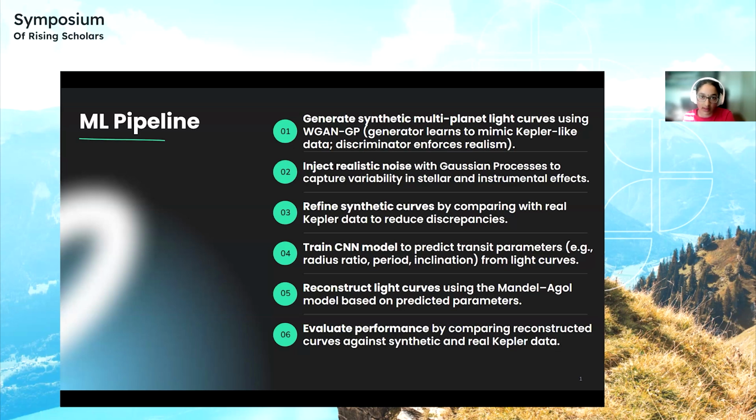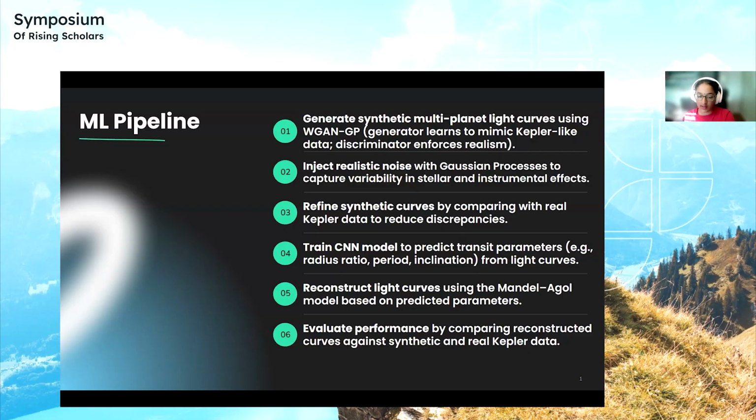So once I have my synthetic light curve that's generated by the WGAN, it still doesn't resemble a real light curve because in a real light curve, there's going to be a lot of noise from external factors. So I inject that noise with Gaussian processes. I then refine the synthetic light curves by comparing with real Kepler data.